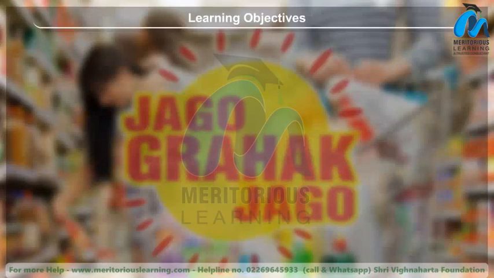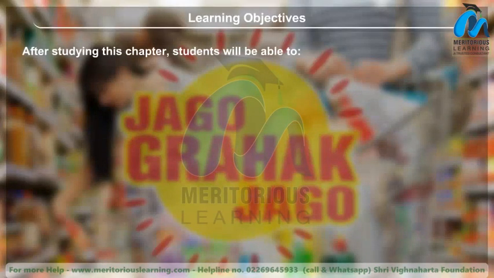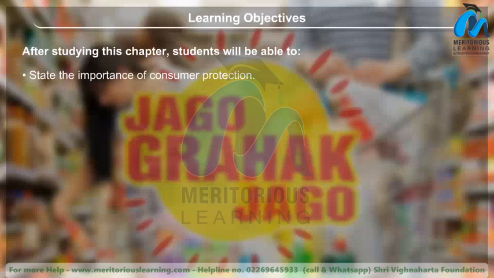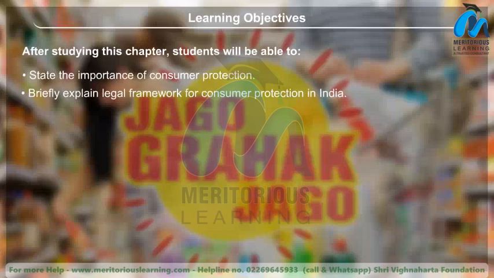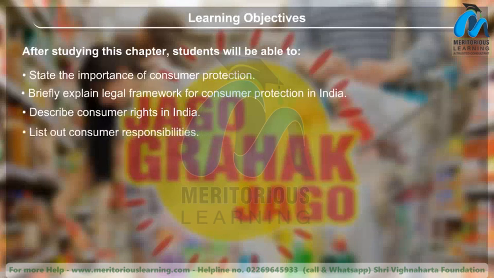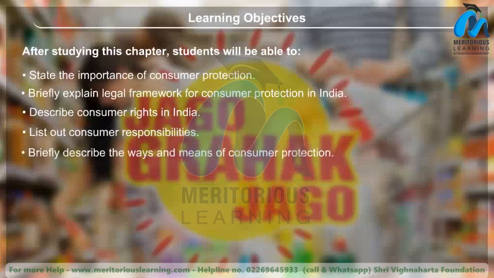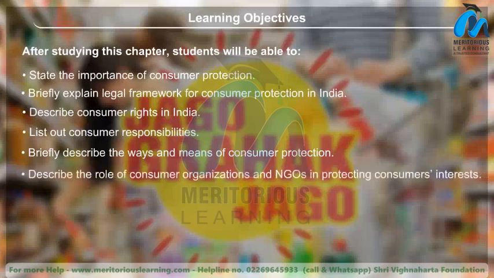Learning objectives. After studying this chapter, students will be able to state the importance of consumer protection, briefly explain the legal framework for consumer protection in India, describe consumer rights in India, list out consumer responsibilities, briefly describe the ways and means of consumer protection, and describe the role of consumer organizations and NGOs in protecting consumers' interests.